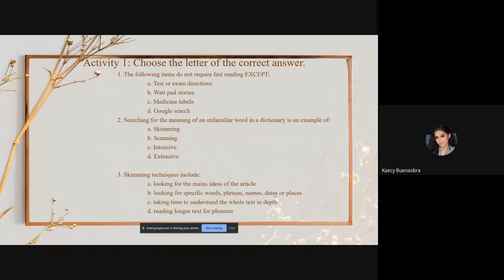Okay, time's up, class. So let's answer the first question. The following items do not require fast reading except: A. Test or exam directions. B. Wattpad stories. C. Medicine labels. D. Google search. So the answer is letter C, medicine labels. For number two, I'll make it faster. Number 2, the answer is letter C. And number 3, the answer is letter A.